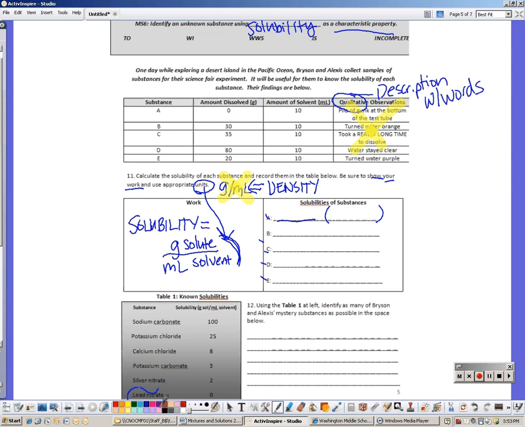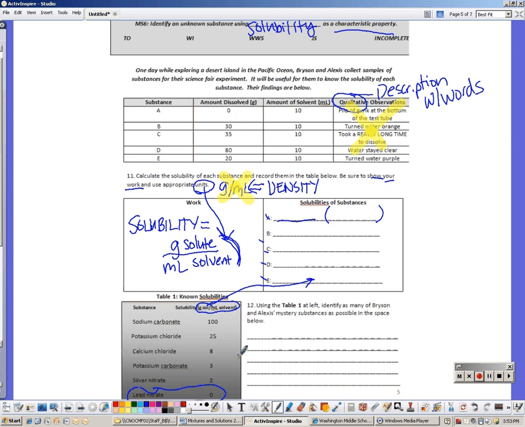This table tells us that lead nitrate has a solubility of 0. And one thing I'll point out also, here are the units for solubility that you needed up here. Lead nitrate has a solubility of 0. And Bryson and Alexis found that substance A has a solubility of 0. A lot of people matched that up down here, which is good because they're looking for patterns in the numbers.